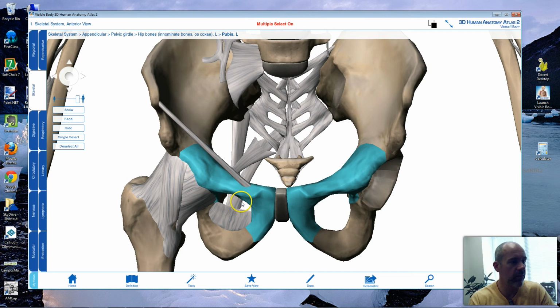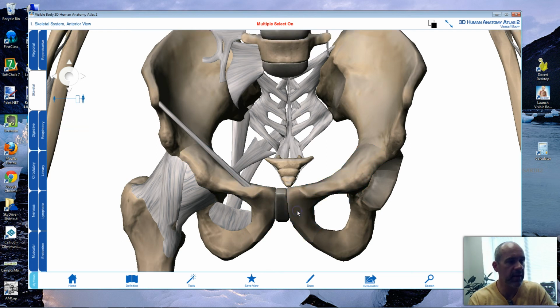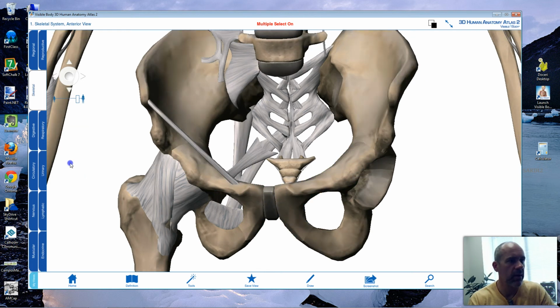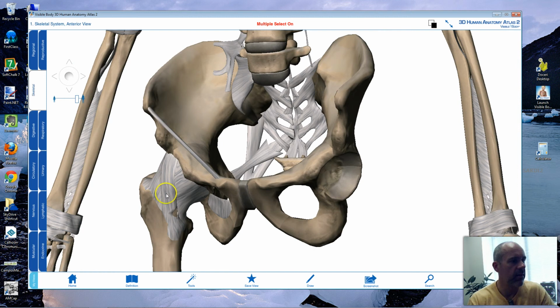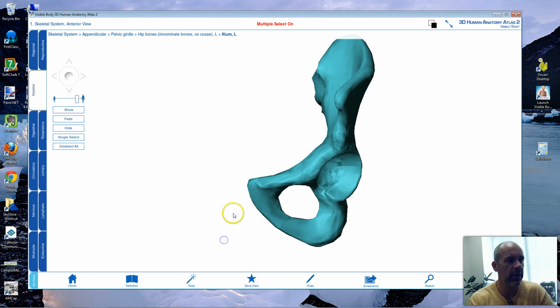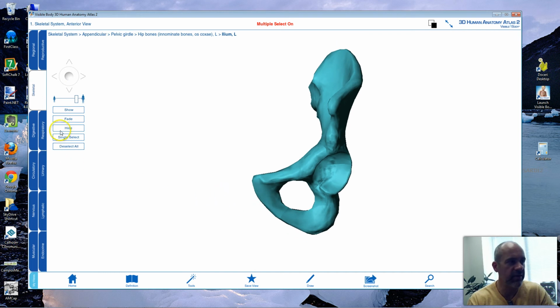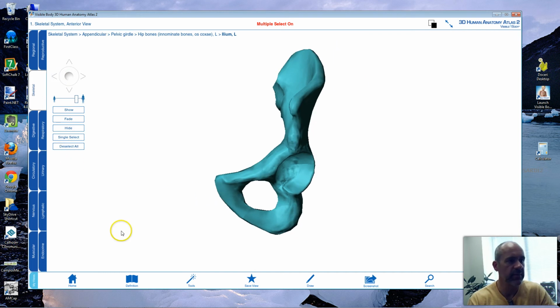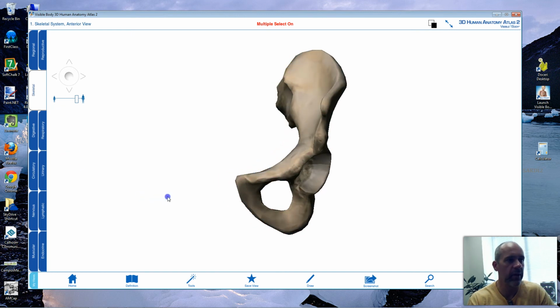What I'm going to do before I end this video, let's see, I'm going to highlight the left os coxae. I'm going to hide everybody else, just so we can take a look at just this bone by itself, so you can learn to recognize the features without seeing any of the other bones it is articulated with. So this is a disarticulated os coxae. It's been separated from all other bones.